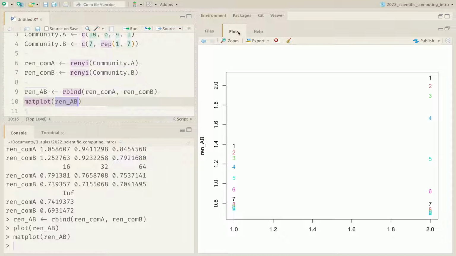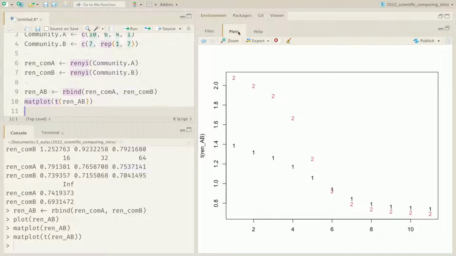We don't want the eight indexes to be here. We want the 8 values to be in the x axis. So I will just transpose it with T. Or I could have done a C-bind to bind by columns. And it will plot the profiles. So it's not the best default because matplot is just made for matrices.